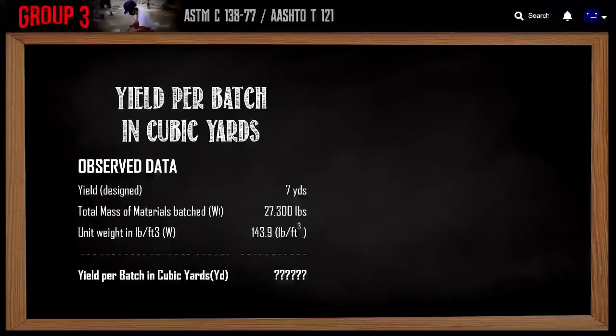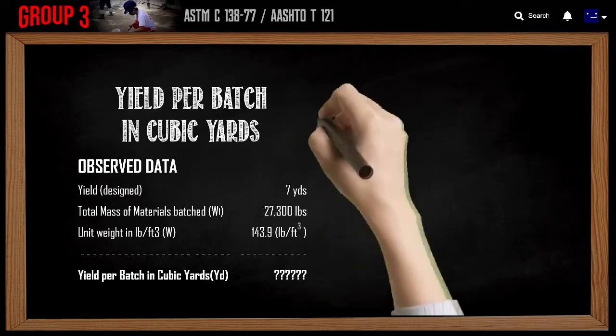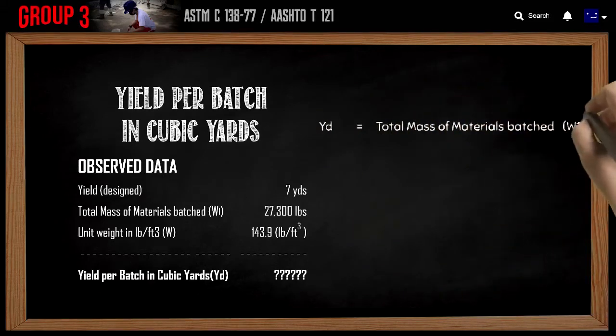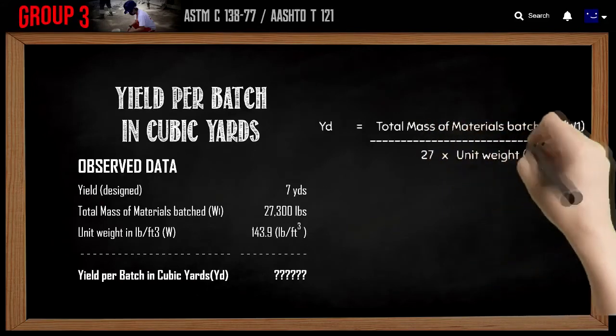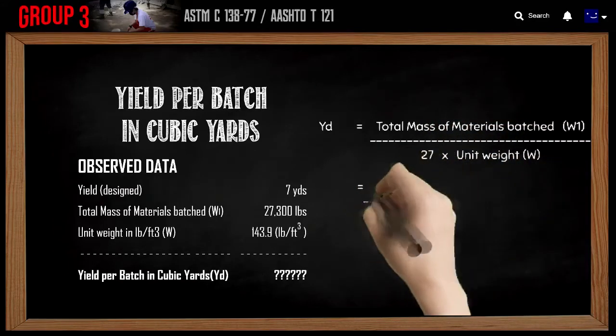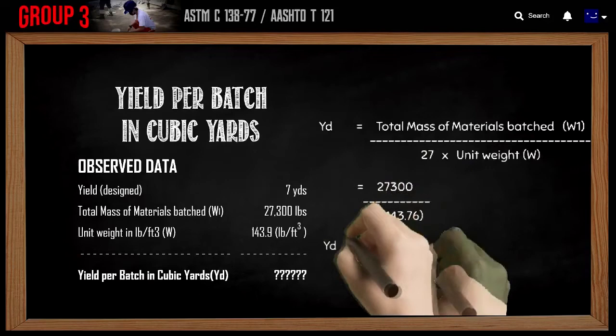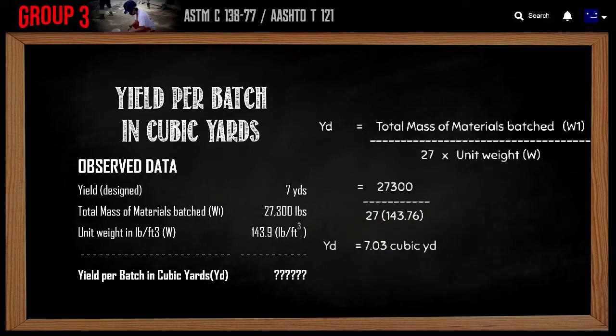Our next calculation is yield per batch in cubic yards. This is similar to yield per batch in cubic feet, except here we are going to take our density and multiply it by 27, the number of cubic feet in a cubic yard. So if we take the mass of all materials batched, 27,300, and divide by 143.9 pounds per cubic foot times 27, we end up with a yield of 7.03 cubic yards. Now we can move on to the relative yields.